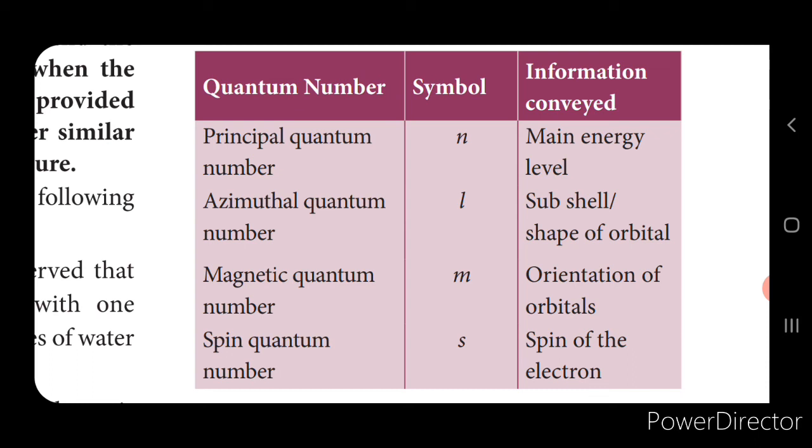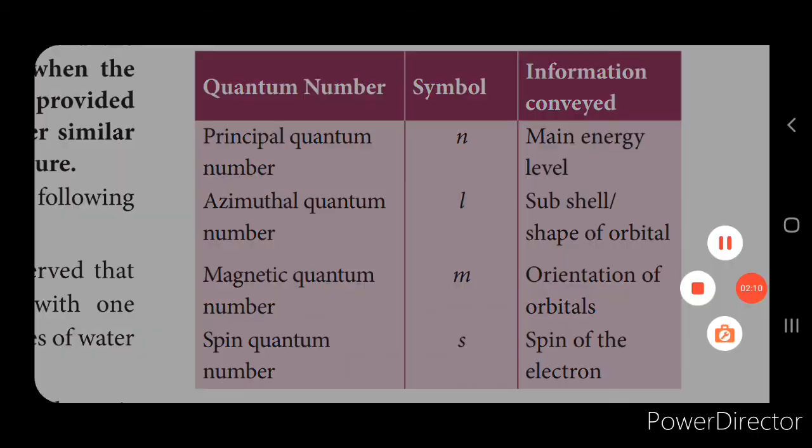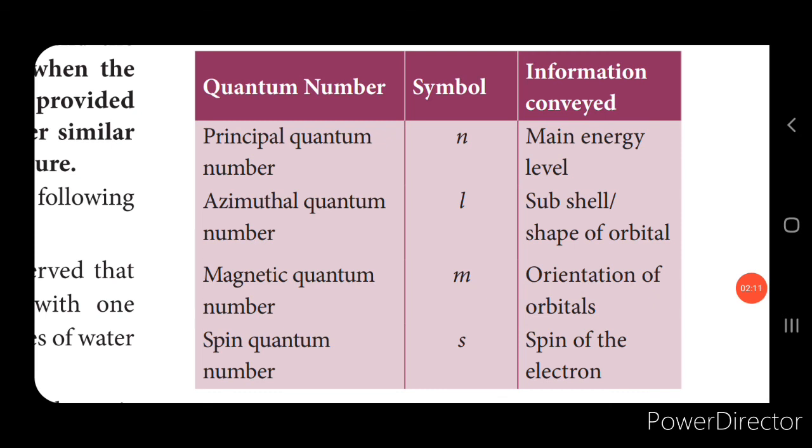The next one is the azimuthal quantum number, which is denoted by the symbol small l, which gives you the subshell. The subshells here are s, p, d, f. You don't have to go into much detail with this because you will learn it in 10th standard. So this will specify the subshells or the shape of the orbitals. Orbitals are nothing but the subshells that are present inside the main shell.